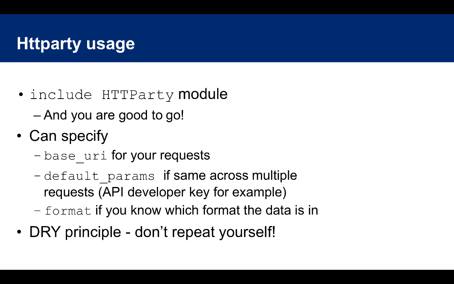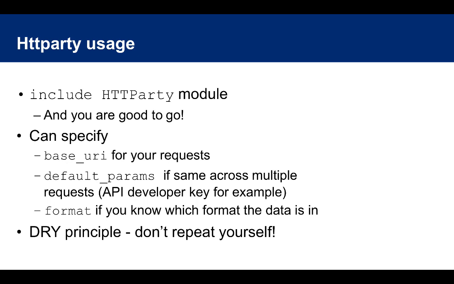And then you could specify the base URI that you want to hit. You could specify the default params. So default params are usually things that apply to every single request. So for example, let's say a website, a web services website makes you include the API developer key. So instead of having to write that for every request that you make in your class, you just have one line that says always include this API developer key as a default param.